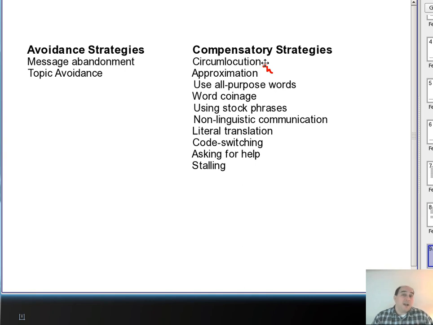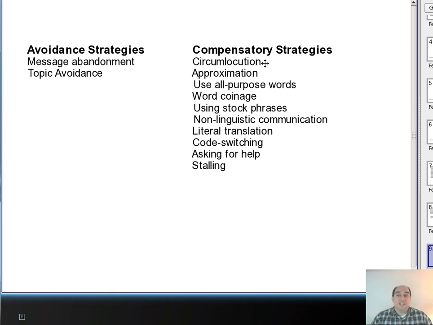Excellent thing to do. Approximation. It's kind of like what I do with circumlocution. I give you a description, but it's not detailed. It's kind of vague, and so hopefully you'll be able to understand the rest. An all-purpose word. We hear those a lot when we're talking to people. Gotcha. Okay. And these are catchphrase words, which is later on too. Start using stock phrases that you can use in order to help you communicate.